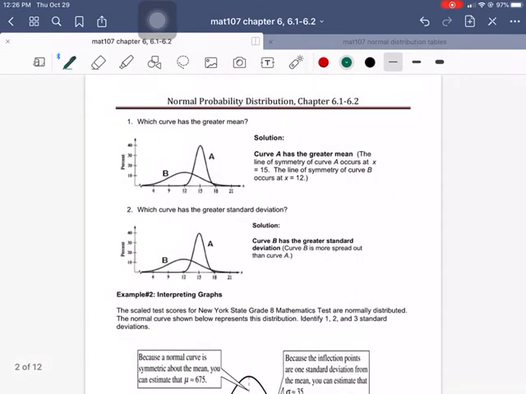So if you're looking at these, which curve has the greater mean? Well, right here is the mean of A, and right here is the mean of B, so A clearly has the greater mean. Which curve has a greater standard deviation or a greater spread? Clearly B has a greater standard deviation.